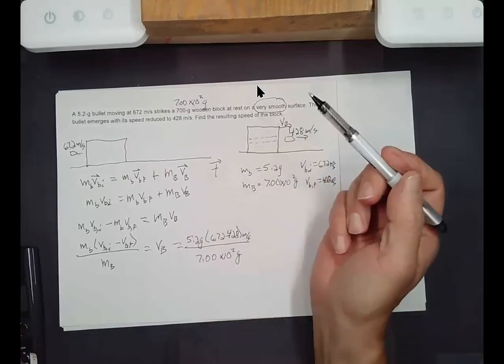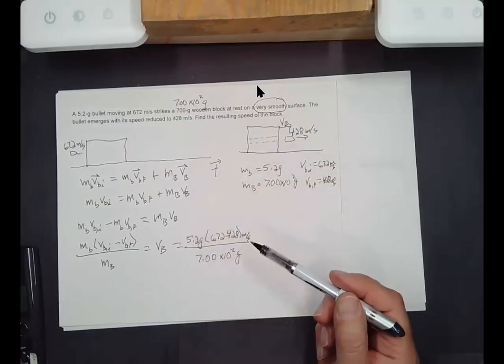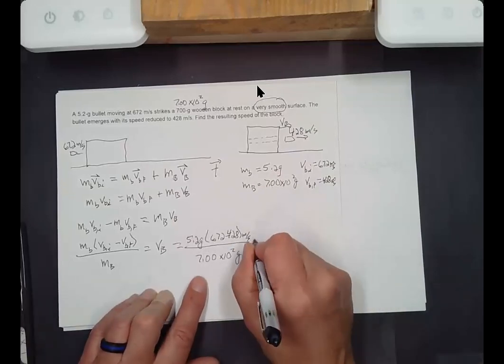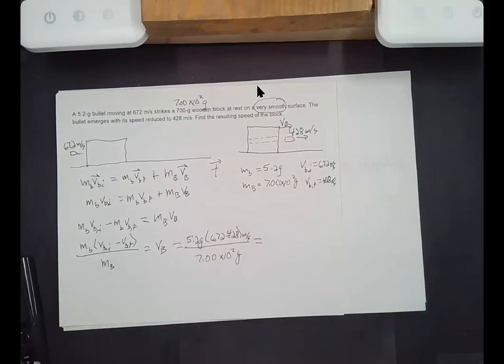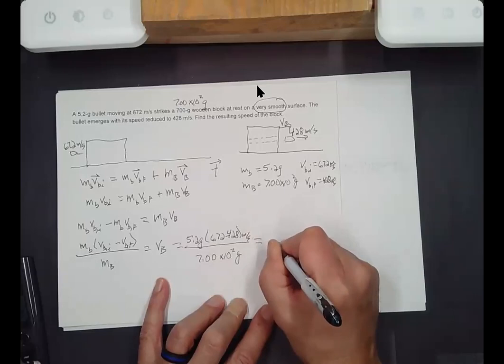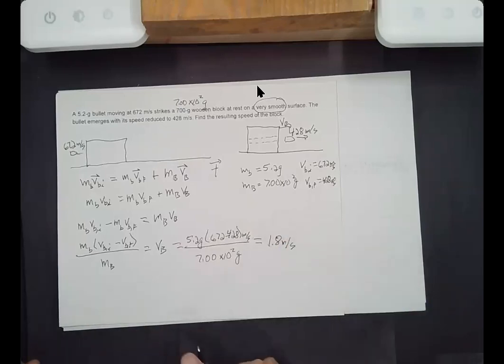Now, notice I never bothered to convert things into kilograms here, but I've got grams on top and grams on the bottom, so it doesn't matter. They're going to divide out, and I'll just get a ratio of two masses. As long as they're in the same units, I'll be good there. And I can keep two sig figs when I'm done. And I only get 1.8 meters per second. So not very fast.